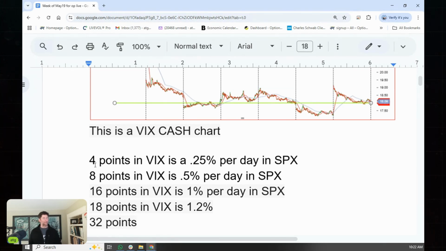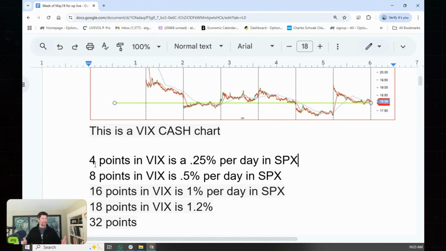Now, here's a question for you. Would anybody here sell VIX at a 4 based on what we're doing today? You got to think about it like that. Would you sell VIX at a 4? We're only moving 0.25% per day, so something's got to be wrong. No, you wouldn't. You would not. But you might want to sell it at an 18, right? You might want to sell it at an 18 if we're only moving 0.25% a day.